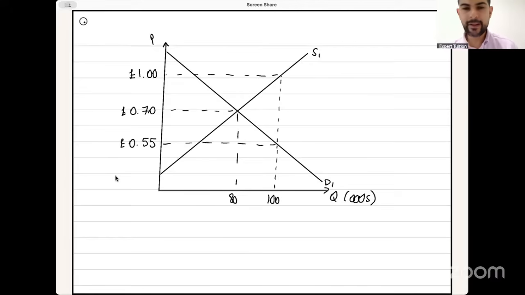Yeah. Okay, so this is what the government now say to them. The government turn around to the farmers and say, okay, cool. Please sell the bananas at the price the consumers can afford and want to pay, which is the 55p, and then we will subsidize you.